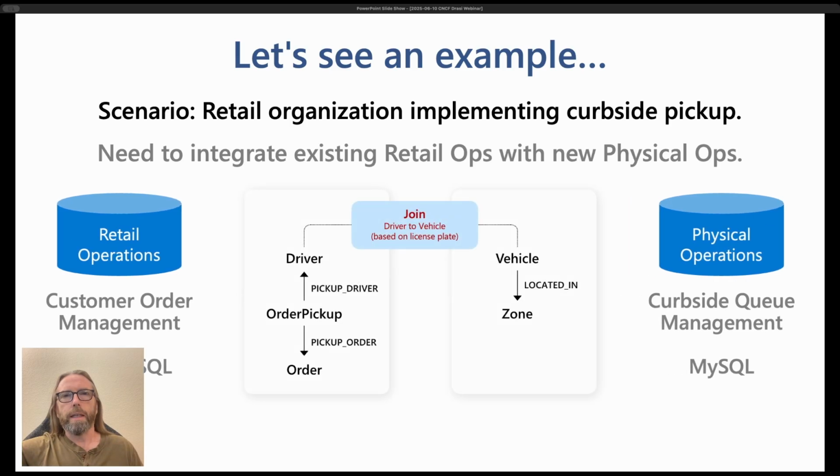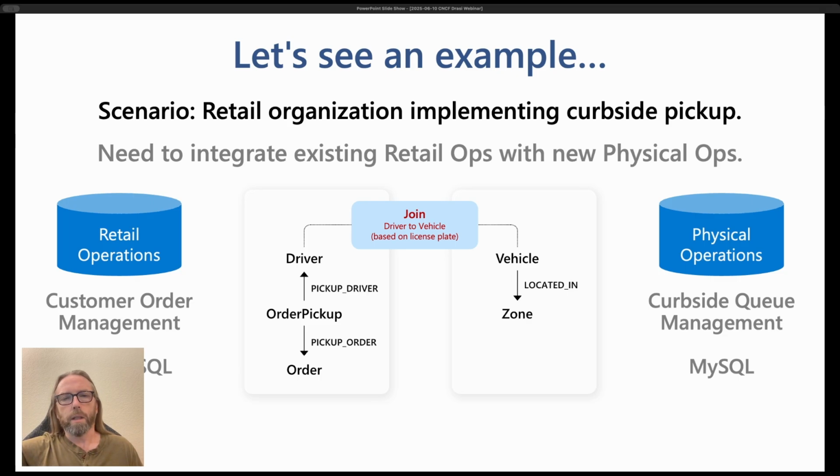So if we look into what the data within these systems might be, when we talk about the retail operations, the central concept is the order. And then for orders that have been associated with this curbside pickup capability, there's going to be an order pickup record, and this is going to associate the order with a driver. And then that driver is going to have a driver name and license plate for the car.